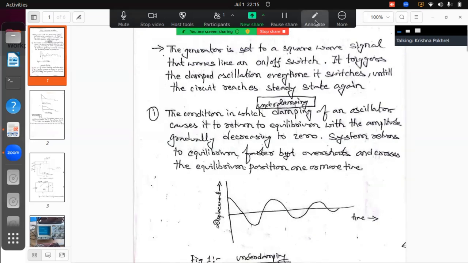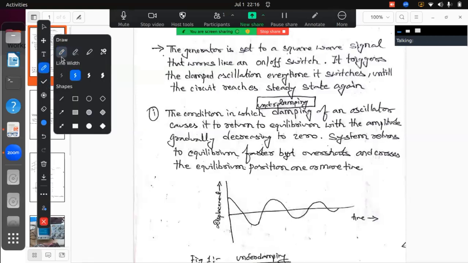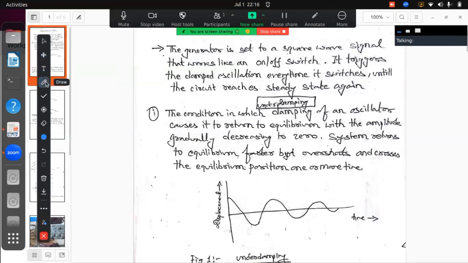If I want to draw here something, then let me take this pen. My pen is not working here. Actually, what is the problem?